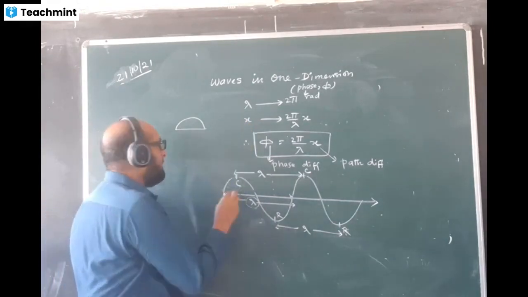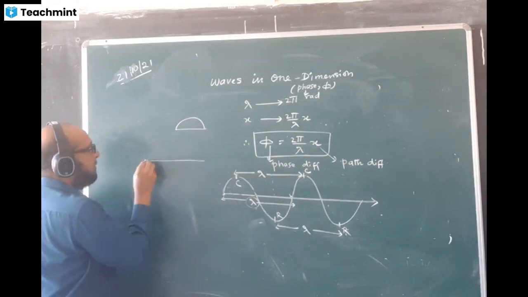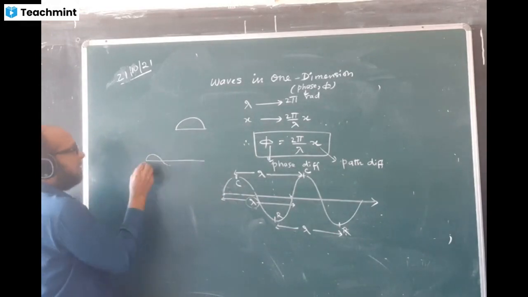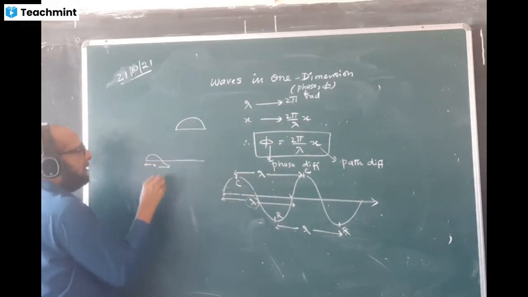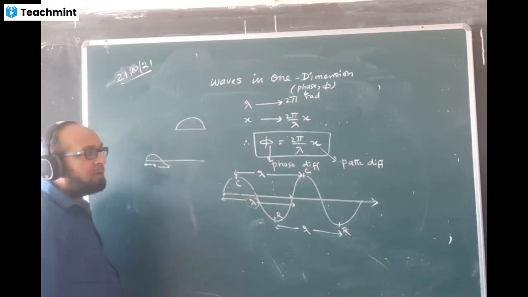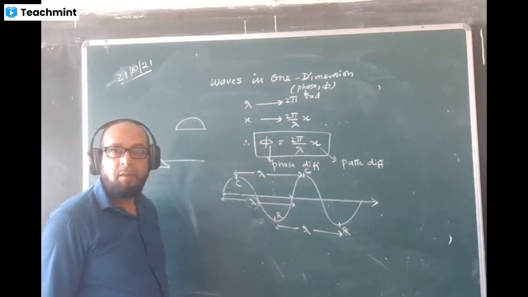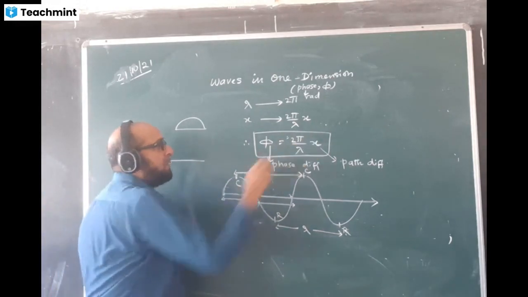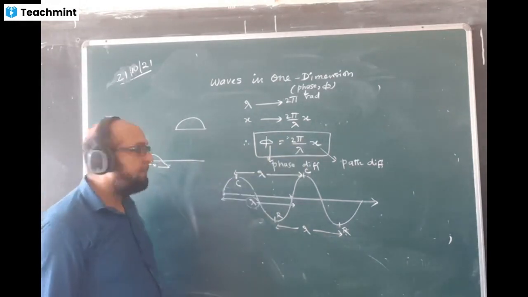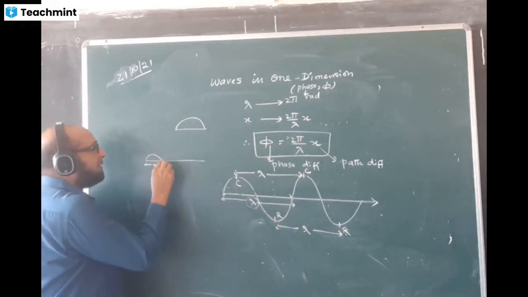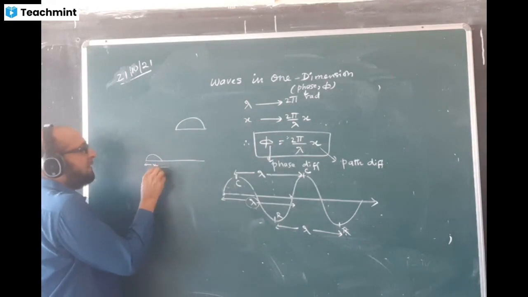When the distance is x, suppose any wave is shown only this much, we don't know how much distance. So this distance I take as x. Let us change this into angle. How can we change this into angle? By this equation: 2 pi by lambda into x.